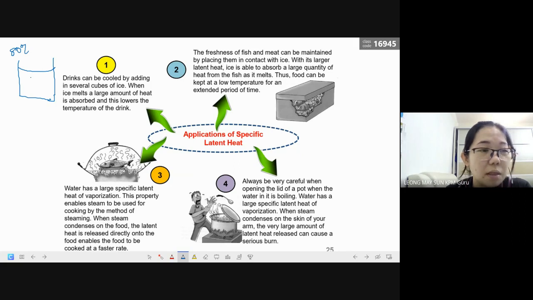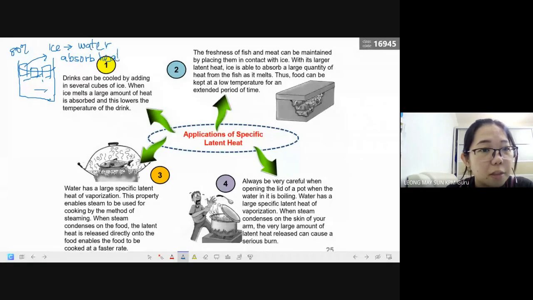If you want to drink Milo ice or teh ice or anything, okay. Normally the water itself is actually at a higher temperature. So what happens here is that they will put in ice cubes inside there. All right. So where does the specific latent heat appear? All right. When the ice actually melts from ice to become water, they actually absorb heat.